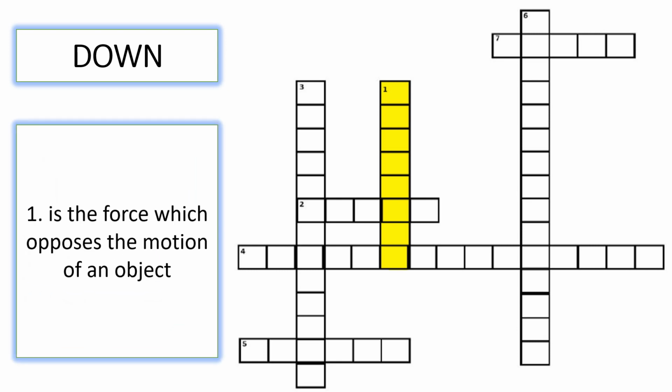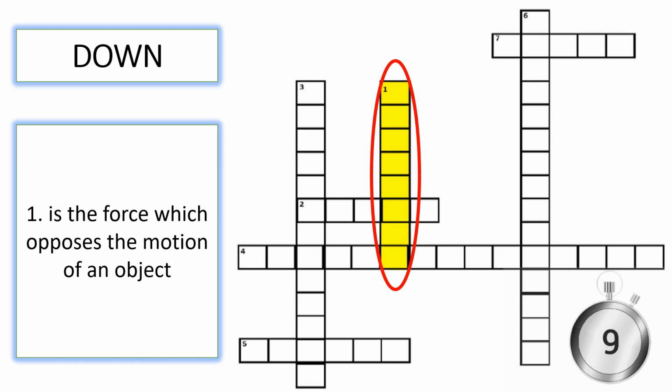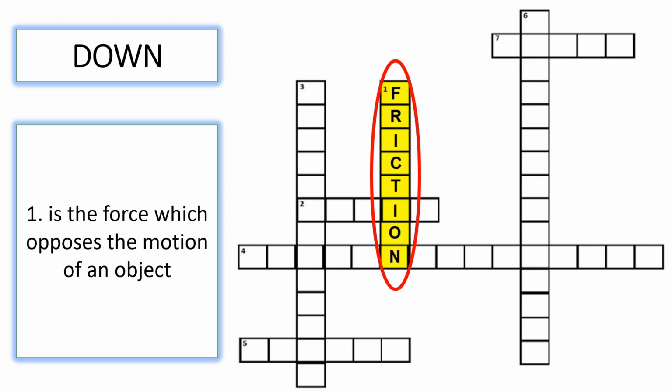First, it is the force which opposes the motion of an object. What is this word? If your answer is friction, then you are correct.